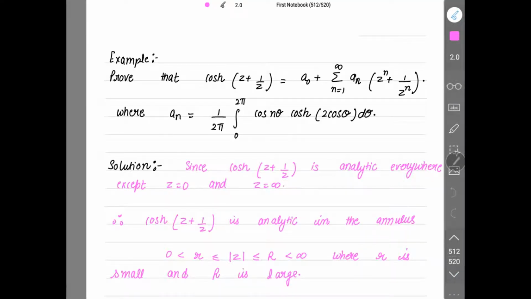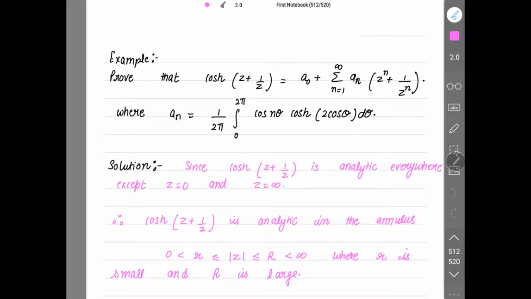First example, prove that cosh(z + 1/z) is equal to a0 plus the infinite summation from n equal to 1 of an times (z^n + 1/z^n), where an is equal to 1 over 2 pi, integration from 0 to 2 pi of cos(n theta) cosh(2 cos theta) d theta. This we have to prove.